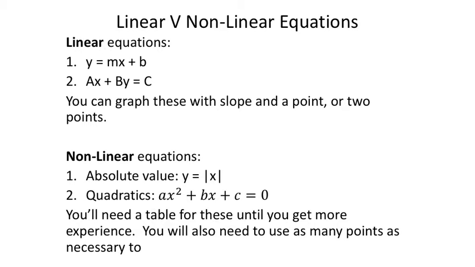Now, unlike linear equations where we just say, hey, I know the slope and I know a point, and I can put the point on the graph and use the slope to find the other points, now we're saying that since the rate of change is going to be changing all the time, we can't actually just do that. What we're going to need is a table, and then we're going to make as many points as we need to see what the pattern is, and then we connect those points.